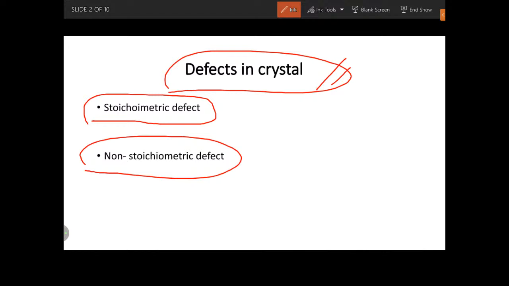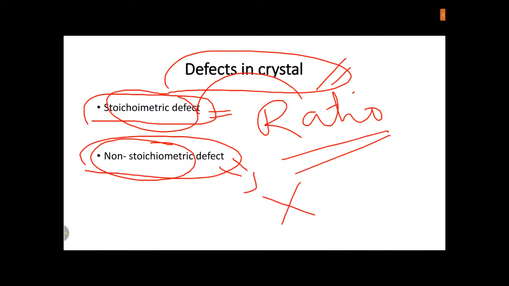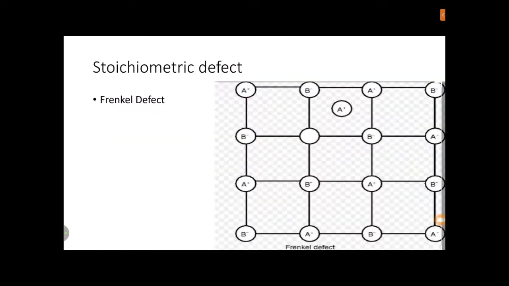Now when we talk about stoichiometric defect, it means the ratio of cation and anion is maintained. And when we talk about non-stoichiometric defect, the ratio of cation and anion is not maintained. Non-stoichiometric means it is not maintained; stoichiometric means the ratio is maintained. So let's move on to the next part. Let's see what is stoichiometric defect.